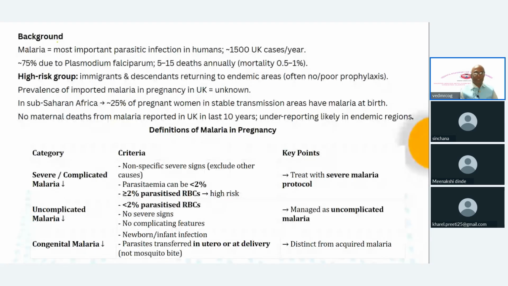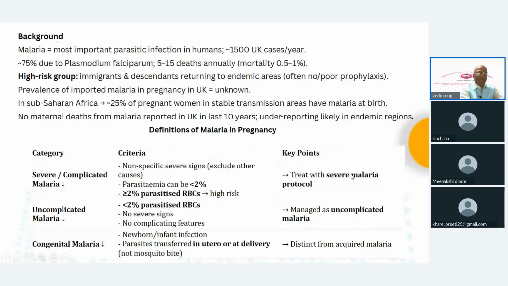Now, you should know these particular things, because questions will come on them. There are definitions of malaria in pregnancy. Malaria can be severe or complicated malaria, or it can be uncomplicated malaria. What is severe or complicated malaria? The criteria are non-specific severe signs, excluding other causes, and parasitemia, which can be less than 2% or more than 2% parasitized RBCs, which is a high risk.